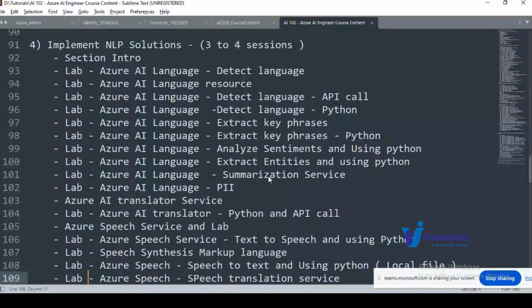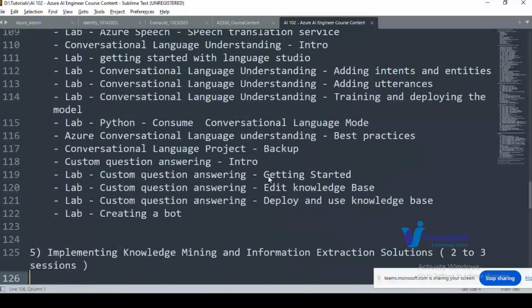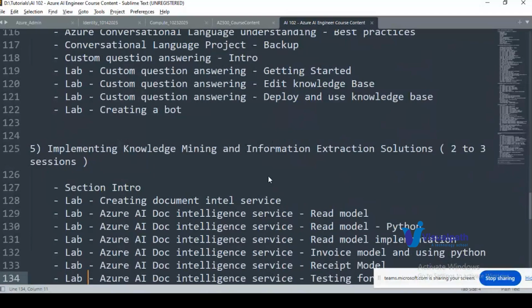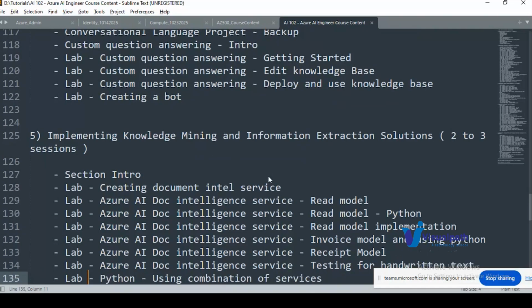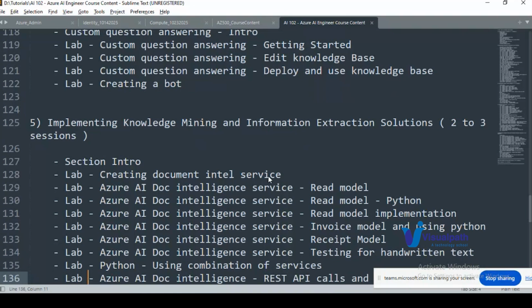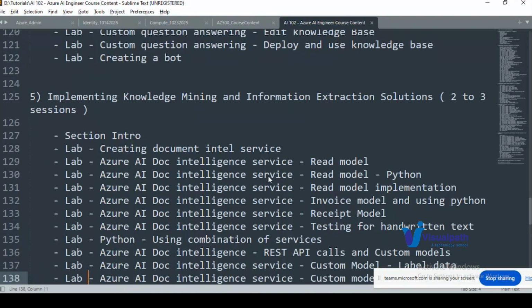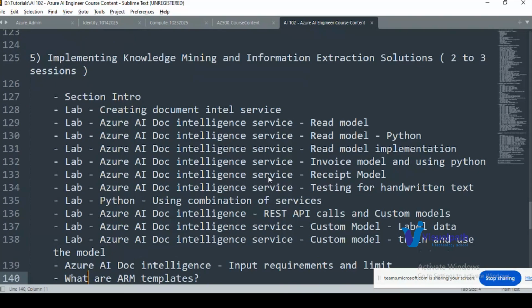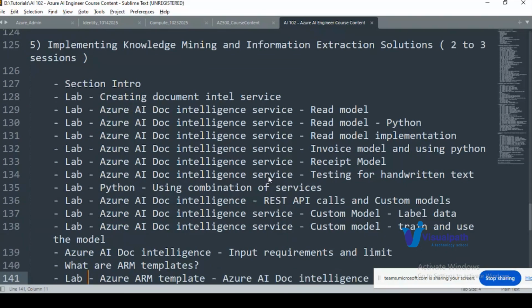And then the fifth and last broader topic is implementing knowledge mining and information extraction solution, which is more of document intelligence. For example, you provide an invoice PDF to the AI, and it's going to read that and extract information from that. So there is something called invoice model, receipt model. You can test for handwritten text. You can use label. You can label the data.